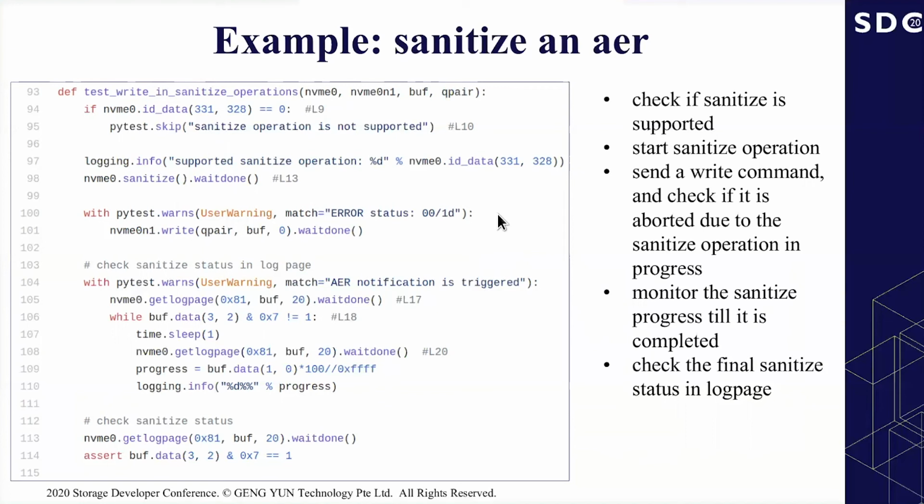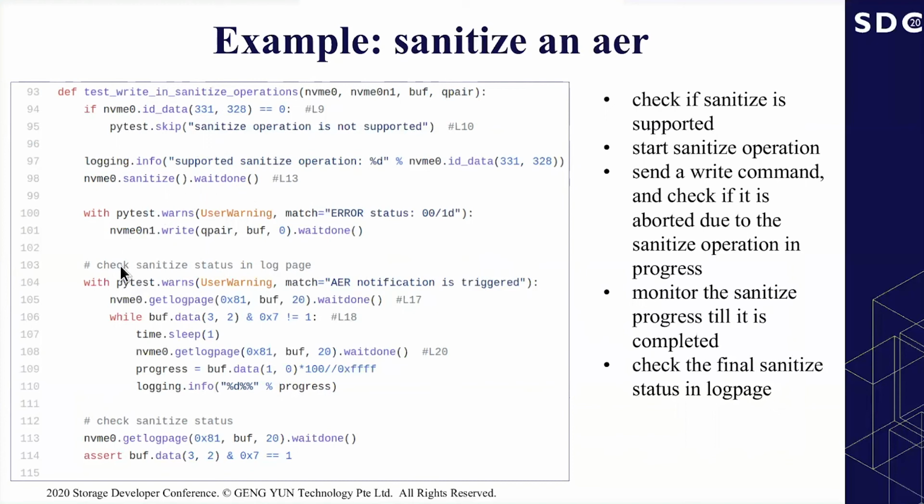This example script sends write commands in the process of a sanitize operation. First, we check if the sanitize command is supported through the controller identify data. Then, we start the sanitize operation. The sanitize command completes immediately, but the sanitize operation runs in the background.